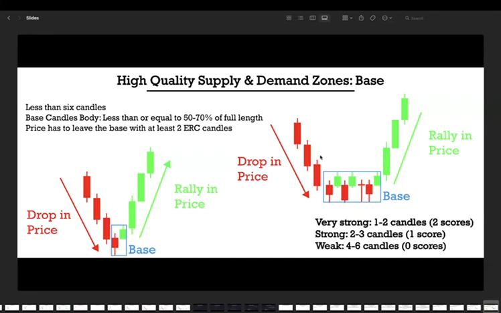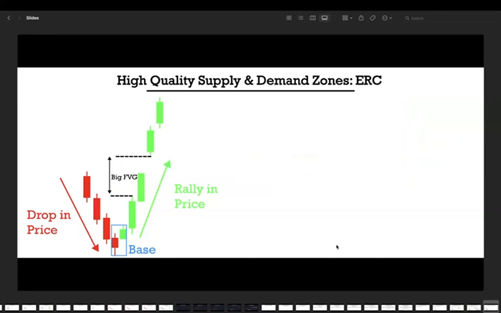So now you understand what is good and what is bad. But how can you score it? Quite simple. If on your base zone you have from 1 to 2 candlesticks, and the body of that candlestick is from 50 to 70% of the full length, it means that it's very strong. You need to give 2 scores. If there are from 2 to 3 candlesticks and the body is from 40 to 80% of the full length, you're giving 1 score because it's a strong base, but not as strong as in the previous situation, but still strong. And if you have from 4 to 6 candlesticks or more, and the body is from 30 to 90% of the full length, or lower and higher than that range, then you're getting a 0 score because it's a really weak base zone. Let's move on.